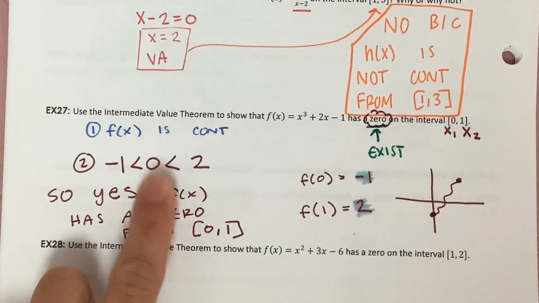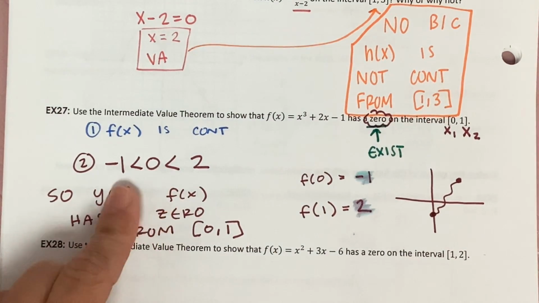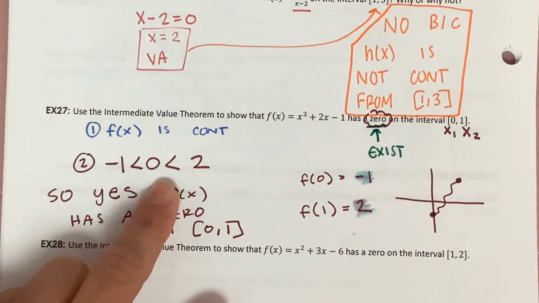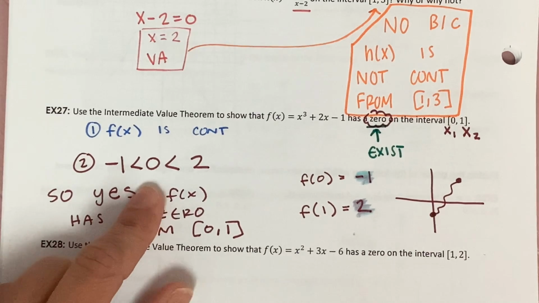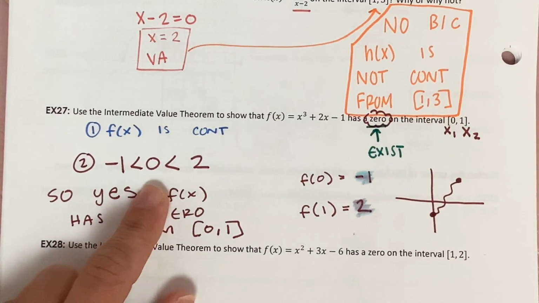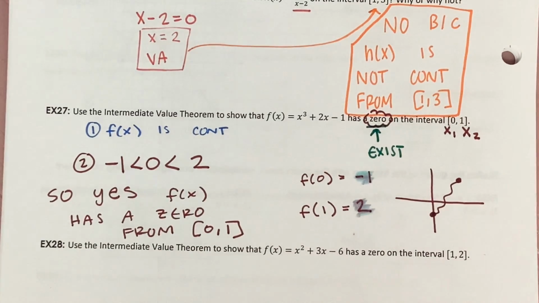You do not have to write this using this math notation, like negative 1 is less than 0 is less than 2. You can actually say in words, you can say 0 is between negative 1 and 2 if you don't like this statement, but that statement is shorter than writing that sentence. So you either need to state it in words or state it using math. One of the two, but you got to do one of them.